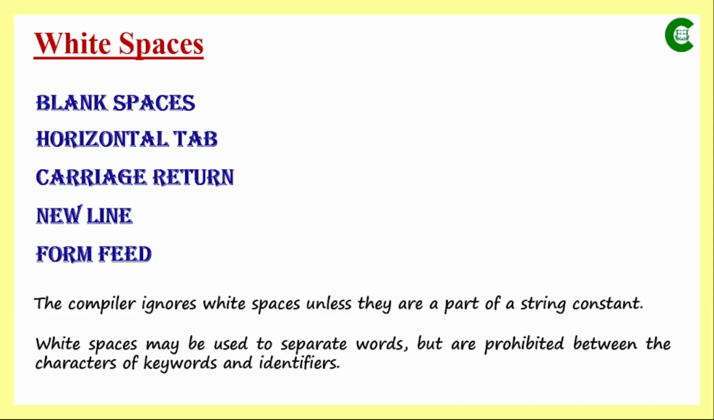Otherwise, in the C language we have the concept of keywords and identifiers, which we will learn in future classes. In the next class I will be talking about C tokens, so there we will be seeing the keywords and identifiers. But as part of keywords and identifiers we cannot use white spaces, so these important points we have to remember. Mostly we will see blank spaces, horizontal tab and new line in our programs.